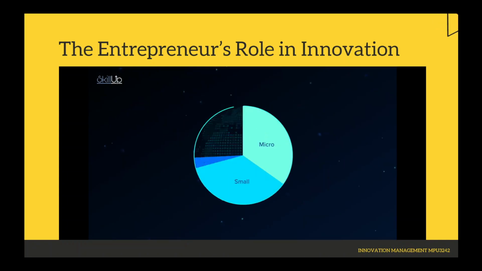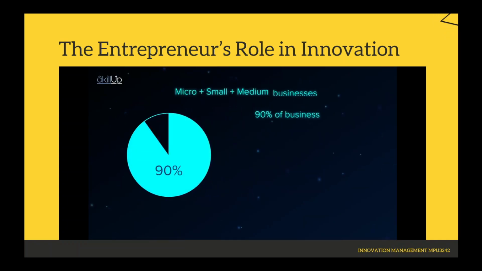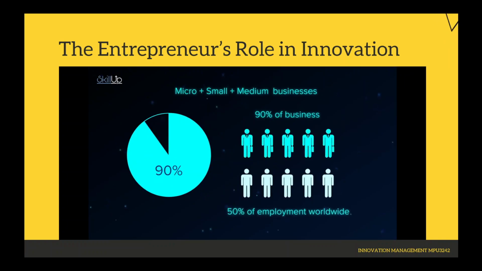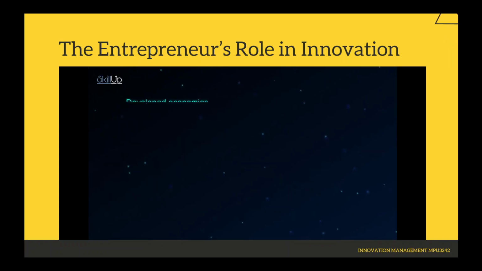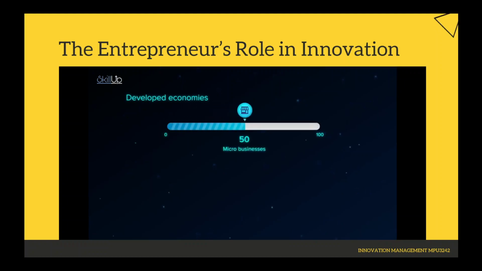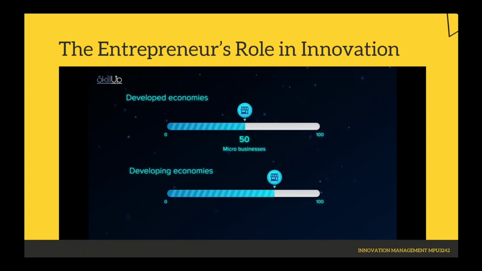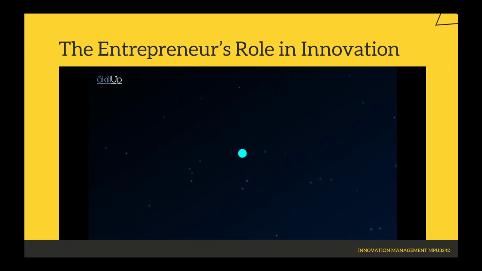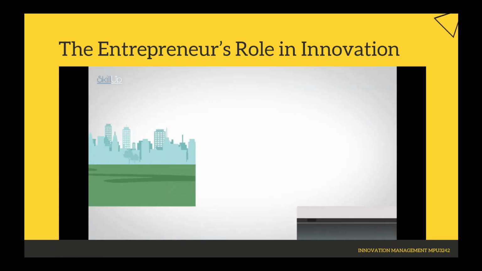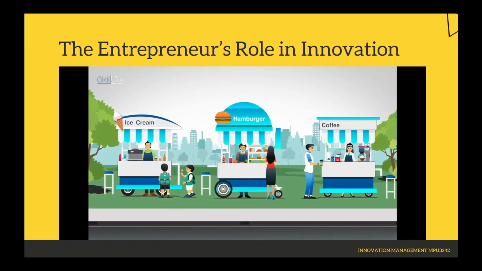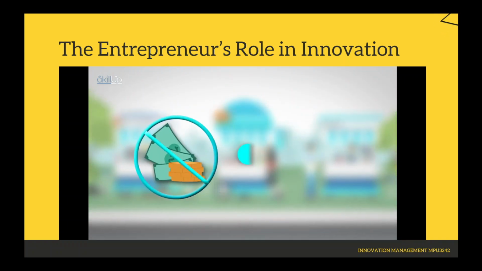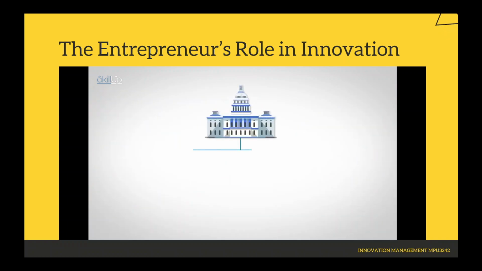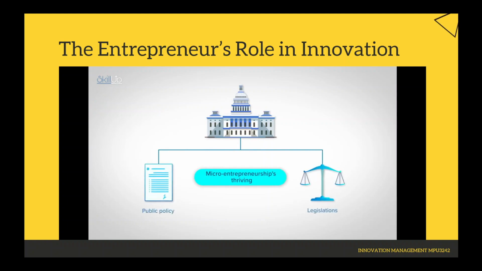Globally, micro, small, and medium businesses constitute 90% of businesses and generate 50% of the employment worldwide. For every 100 businesses, there are 50 micro-businesses in developed economies and 95 micro-businesses in developing economies. Thus, they are considered the backbone of developing countries, which makes it essential to support such businesses. While individuals can support local businesses by buying from them, the lack of capital prevents micro-entrepreneurs from achieving growth. That's why governments play an important role in micro-entrepreneurship thriving.